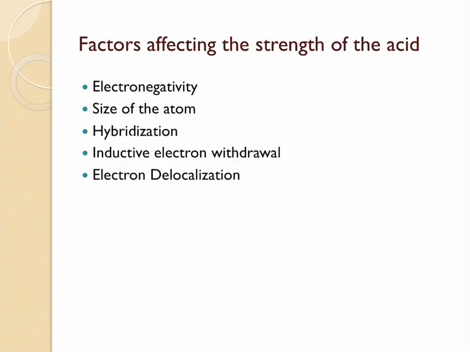Factors affecting the strength of the acid. There are several factors which are going to affect the strength of the acid, namely the electronegativity, the size of the atom, hybridization, inductive electron withdrawal, and electron delocalization. Let's see one by one how these are going to affect the pKa of the compound.